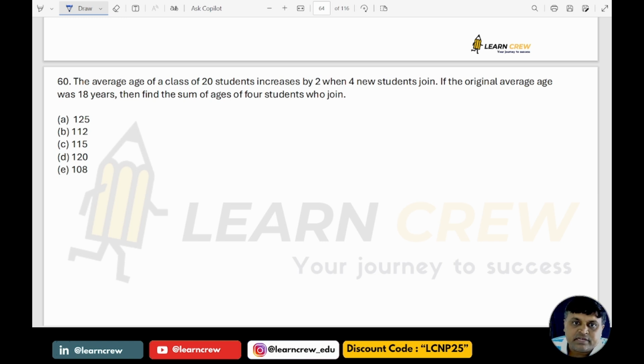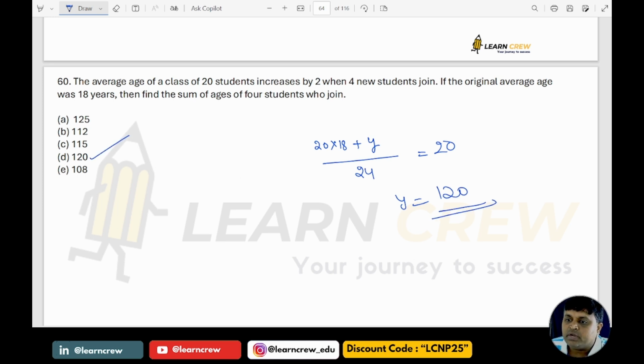The average age of a class of 20 students increased by 2 years when 4 new students join. So for 24, the original average age was 18. 20 into 18 is the initial. After that, 4 new students join, and that extra value I am taking as Y. For all these 24 members, the average increased by 2, so it becomes 20. So Y is equal to 480 minus 360, which is 120. So the answer is 120.